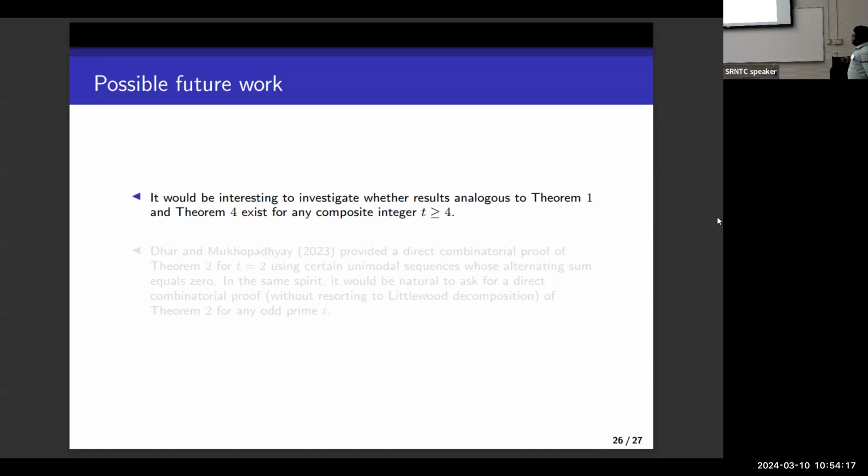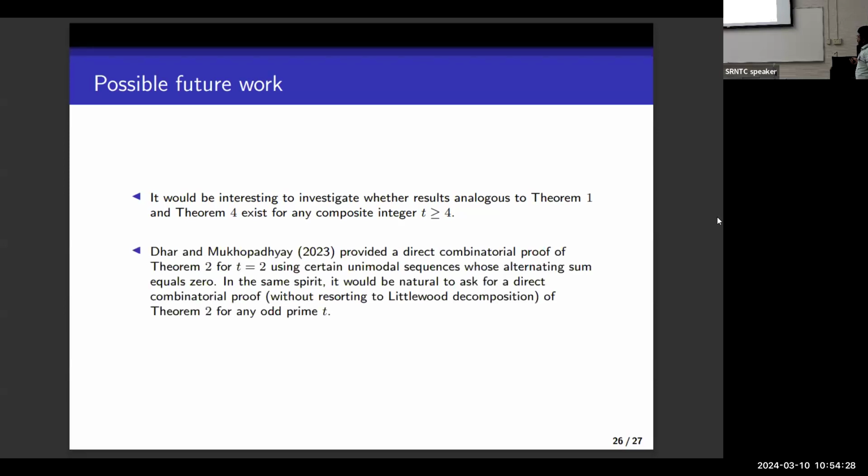Okay, so now quickly the last one. A scope for possible future work. Note that we are doing everything for primes, so it would be interesting to investigate what the results are for composite numbers t. And then in 2023, my colleague Avi Mukhopadhyay and I provided a direct combinatorial proof of Berkovich and Uncu's second identity using certain unimodal sequences whose alternating sum equals 0. So in the same spirit, it would be natural to ask whether we have combinatorial proofs for all the results that we showed. But my guess is it won't be easy.